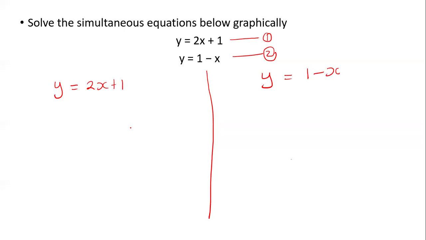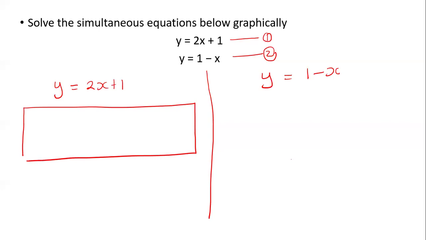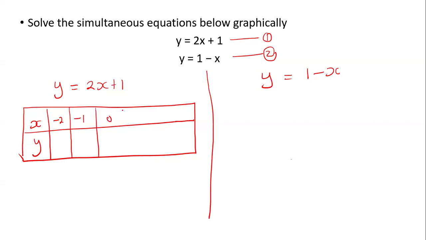When I'm creating these tables, I come here and draw a simple table. This is my table, and in my table I'm going to have two values. I'm going to have my x, and I'm going to have my y. But at this level, they are not going to give you the range for the x values. It is for you to find them or to use any values of your choice. So allow me to start from negative 2, negative 1, 0, 1, and then I'll go up to 2. It is for you to choose where you want to start and where you want to end.